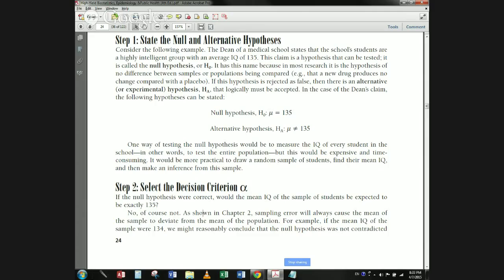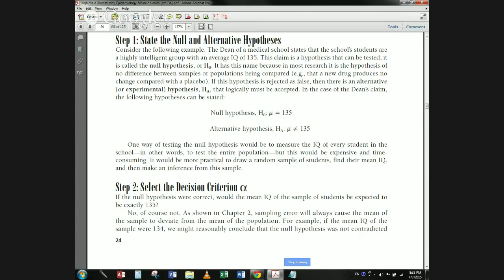It has this name because in most research, it is the hypothesis of no difference between samples or populations being compared. For example, that a new drug produces no change compared with a placebo. If this hypothesis is rejected as false, then there is an alternative or experimental hypothesis, HA, that logically must be accepted. In the case of the dean's claim, the following hypothesis can be stated. Null hypothesis H0, where mu is equal to 135. And the alternative hypothesis is HA, where mu is not equal to 135.